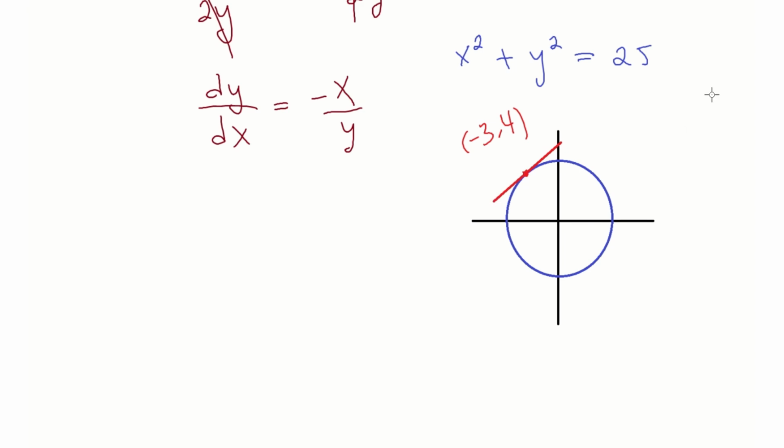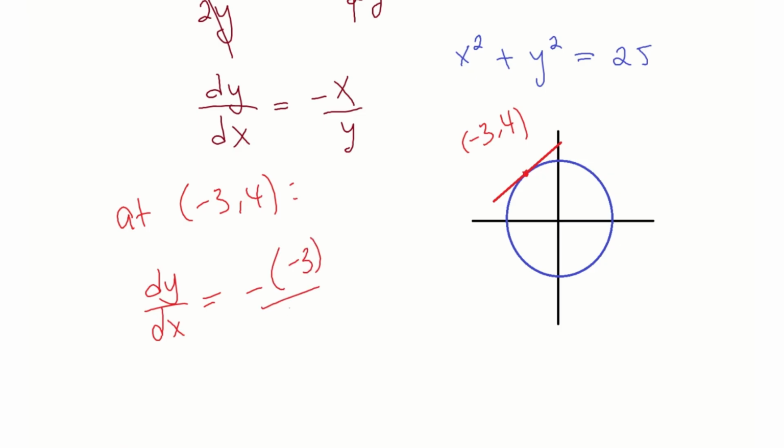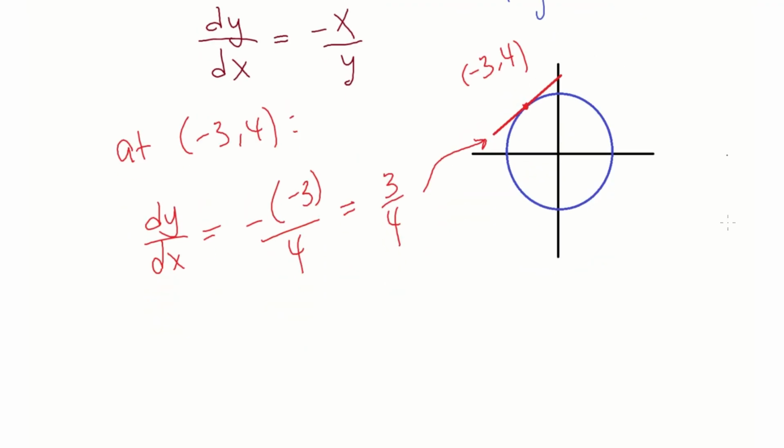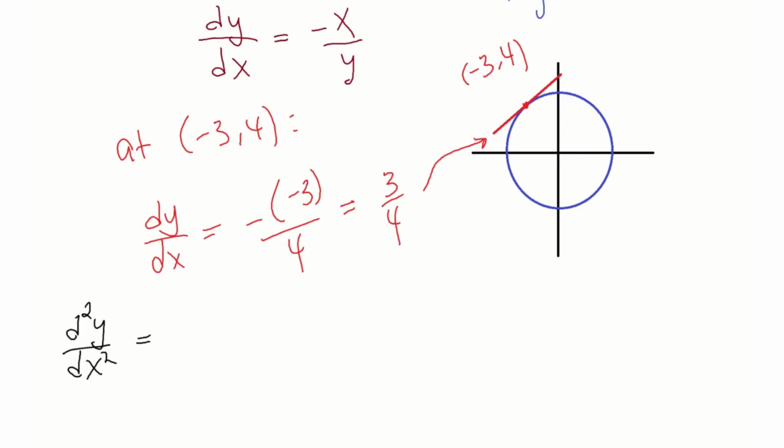Let's confirm that. Let's plug in -3 and 4 into our first derivative. On the top, we get -(-3), which is +3, and on the bottom, we have 4. So the rise over run is 3 over 4. Let's differentiate one more time to get the second derivative.